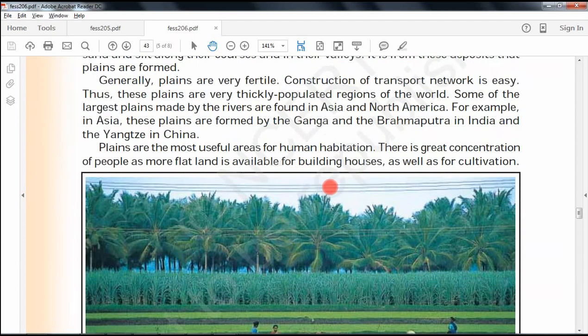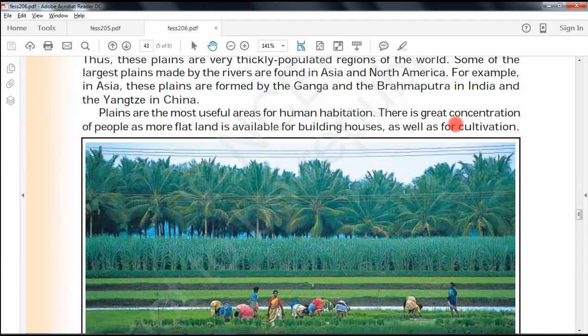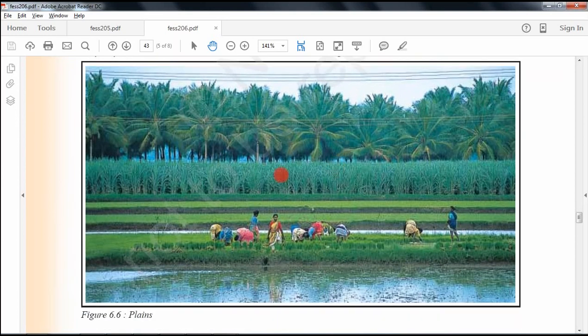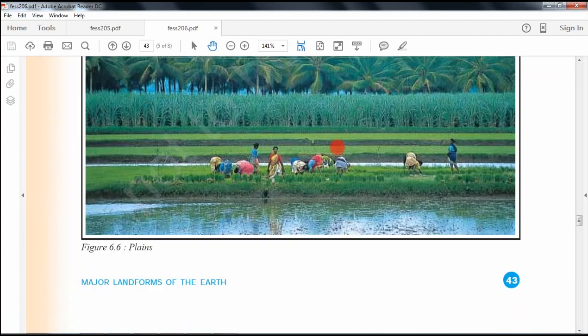Plains are most useful areas for human habitation. So there is a great concentration of people as more flat land is available for building houses as well as for cultivation. Here is one picture given of plains. Here you can see the land is very much flat, and you can see many crops are being grown, and you can see there are no mountains or any hills around the area because the area is completely flat. You can see many crops are being grown. Even the land is very much fertile.